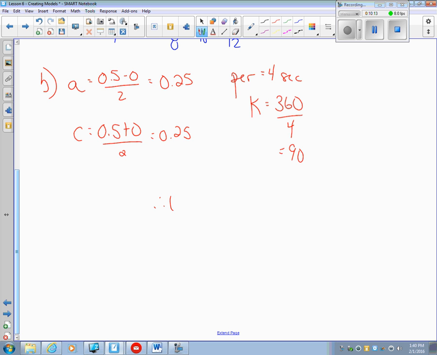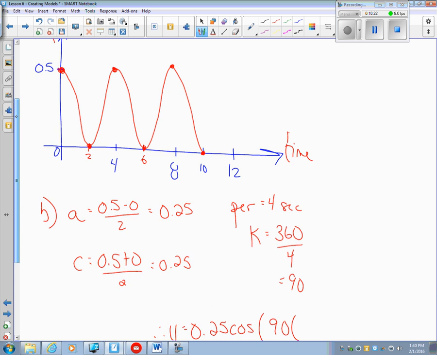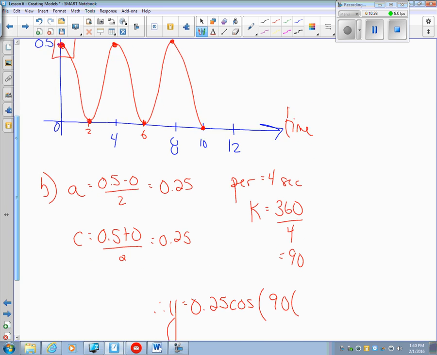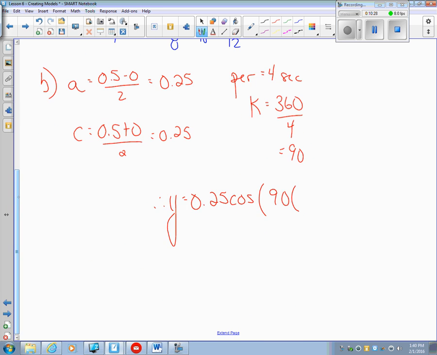Okay, our equation, y equals 0.25 cos k. Is there a phase shift? Well, we're supposed to start at the maximum going down. It kind of looks like that's what this point is. So no phase shift there. Don't really need this bracket. I can put our x in there. And then our c, 0.25. There's the equation of that model.